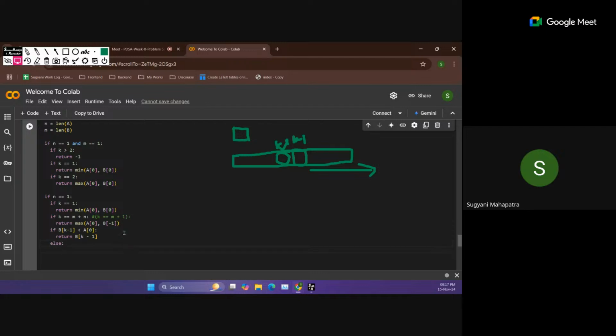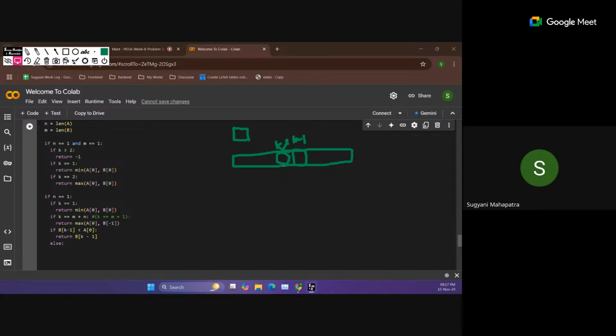Otherwise, what will happen? My b of k minus 1 value is greater than a of 0. So this value will lie where? Somewhere before k minus 1. Either it can come to the k minus 2th index or it can go somewhere before that, right? So which one should we return now?